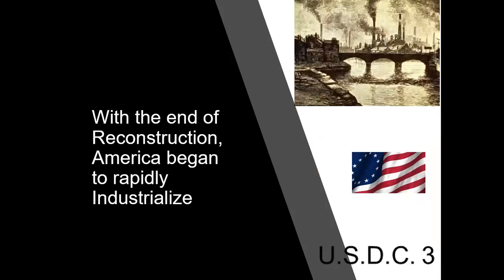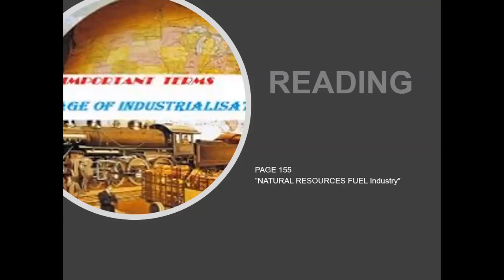Okay, with the end of Reconstruction, with America coming back together, albeit very imperfectly, America began to become a very powerful industrial country, with factories growing and the population growing, but with this came a lot of problems. I want you to read page 155, Natural Resources Fuel Industry. This is where we show how all the timber, oil, iron, and metal, all the natural resources we have, helped fuel this massive industrial growth and population explosion. Pause and read your textbook, page 155.